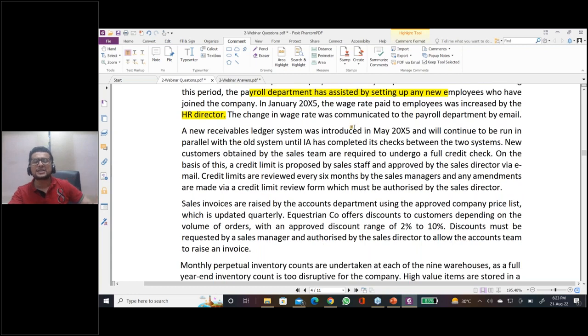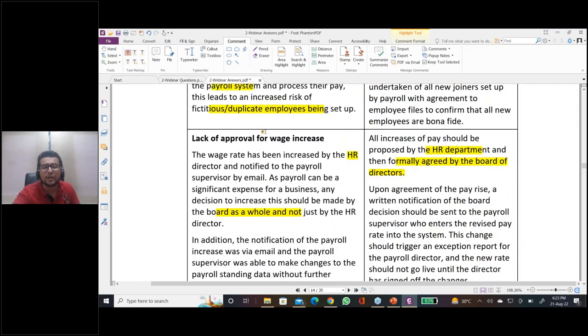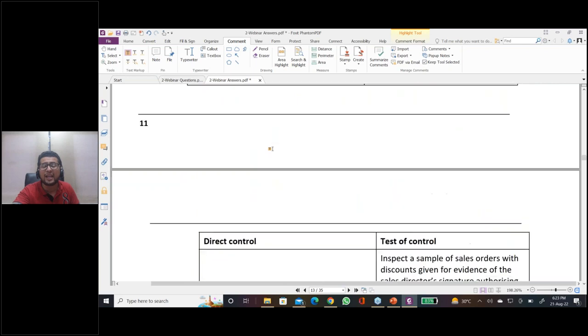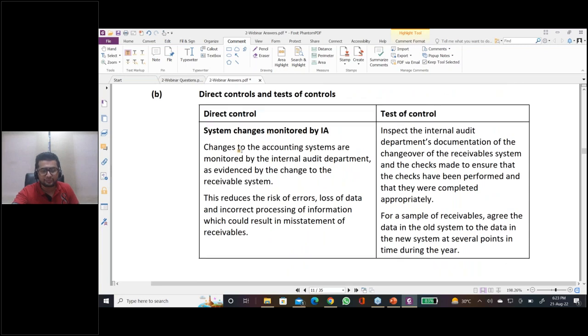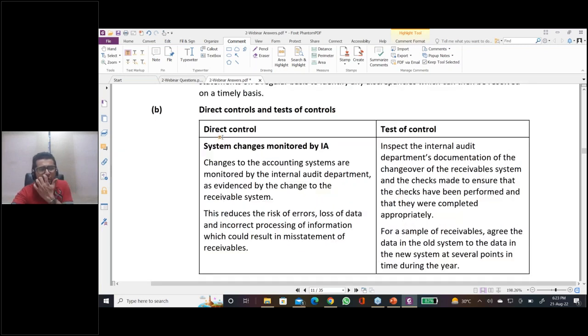A new receivable ledger system was introduced in May 20x5 and will continue to be run in parallel with the old system until the internal audit department has completed its check between the two systems. That's a key control. They launched a new system, but both systems are running in parallel, and then once the internal audit department has completed its checks, they will get rid of the old system. So this is a key control. This is a direct control, and it will ensure that any errors which could lead to material misstatement in the receivable balance could be identified. Check it out. That's the first direct control.